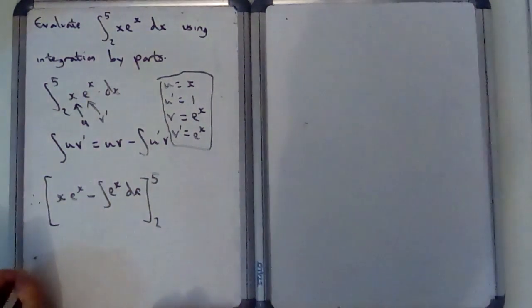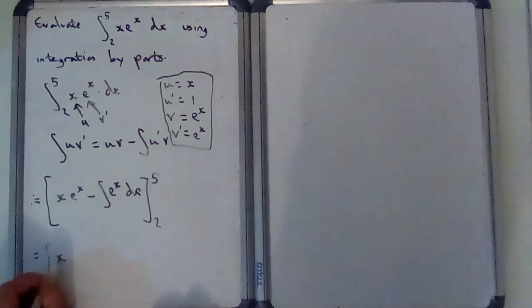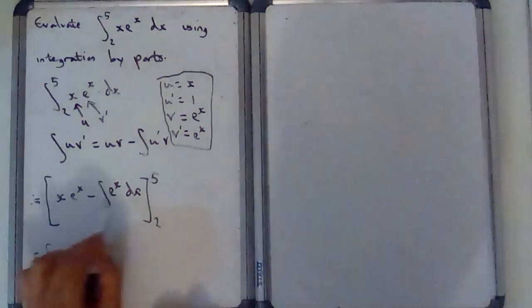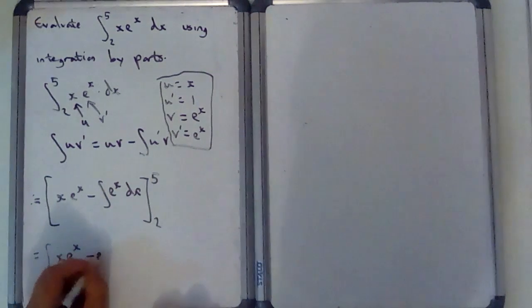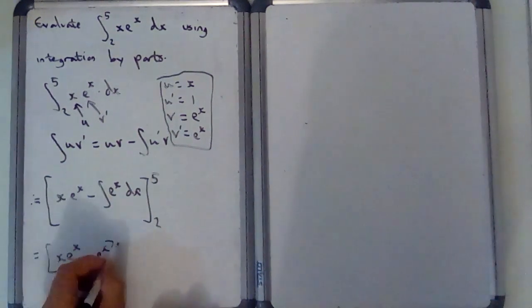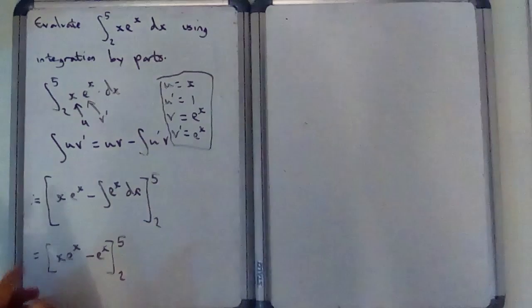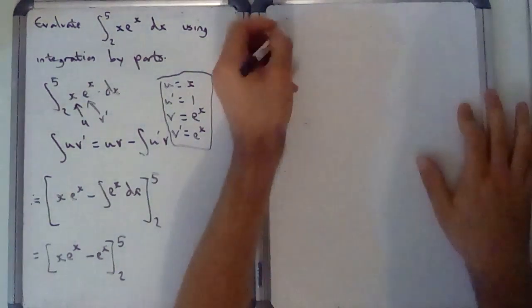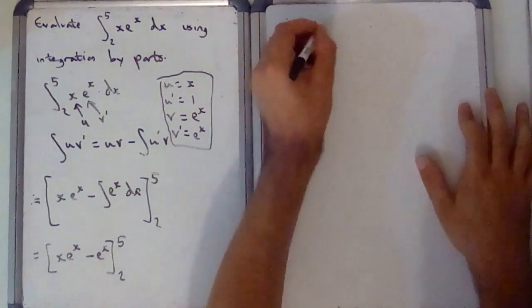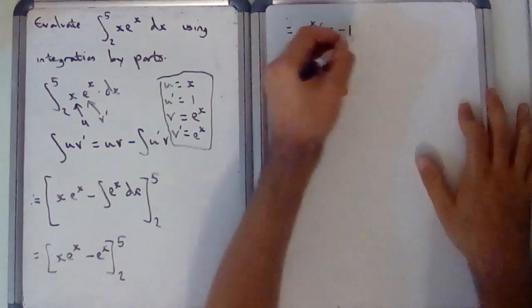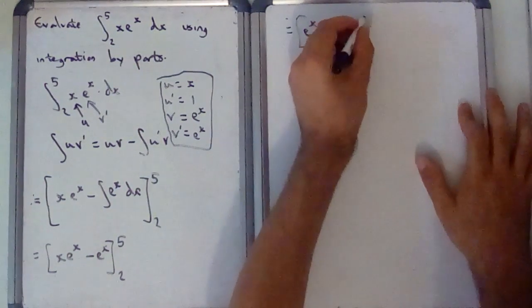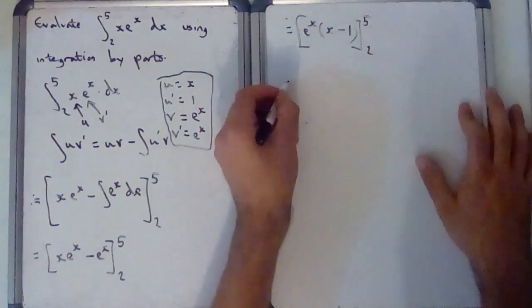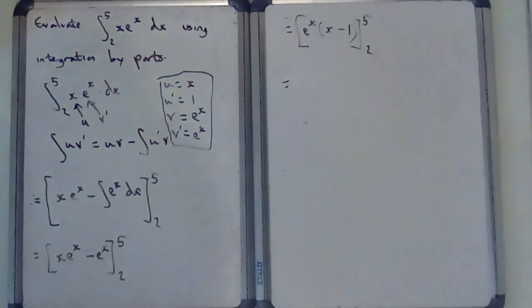So this ends up being x e to the x minus e to the x, evaluated at 5 and at 2. And we might as well make it as easy as possible by taking out the factor of e to the x, so it equals e to the x times (x minus 1), evaluated at 5 and at 2, and we subtract one from the other. So that's what we're going to do.